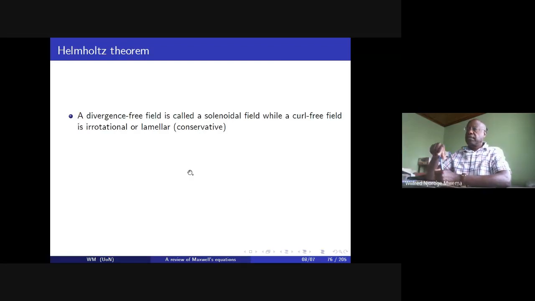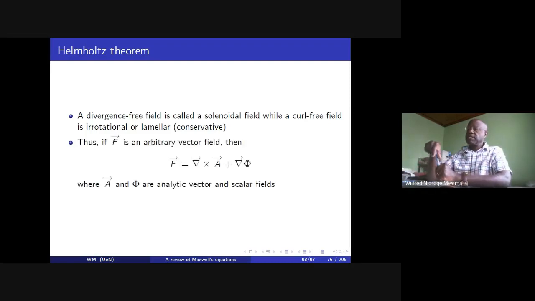So, like I said, a divergence-free field is called a solenoidal field, while a curl-free field is said to be irrotational or lamellar. I think I may have used the wrong words previously.